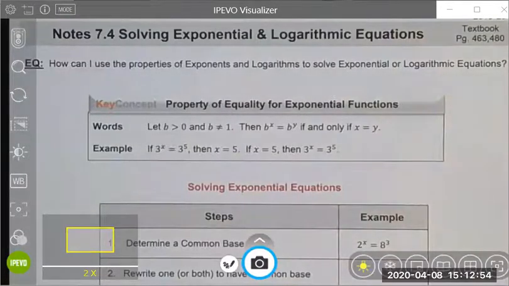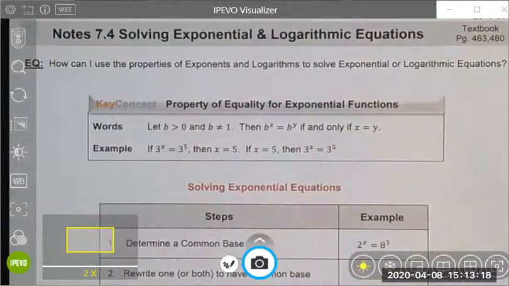The first property we're going to look at is the property of equality for exponential functions. And what this says is that if you have a base greater than 0 and not equal to 1, then b to the x is equal to b to the y if and only if x equals y. As you've heard me say in the past, that's all mumbo jumbo. Let's look at a real example.